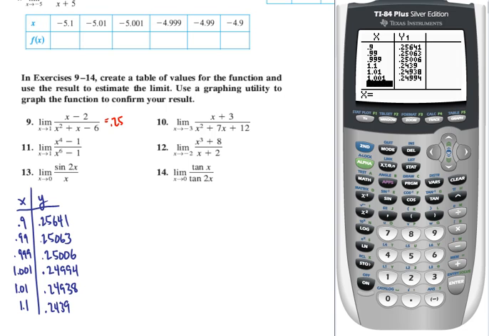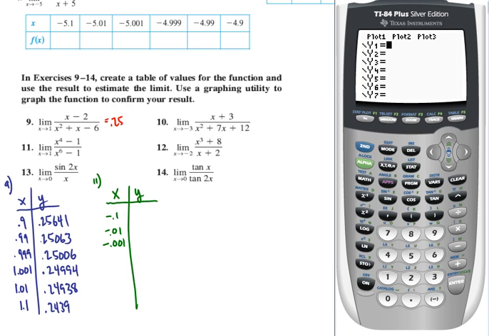Okay, we'll go on to the next one, problem 13. Here we're approaching 0, so we want values from the left. We're going to use negative 0.1, negative 0.01, negative 0.001. And we'll go ahead and enter the function. It's sine of 2x over x. And so we only need parentheses around the 2x there. And we're ready to go.